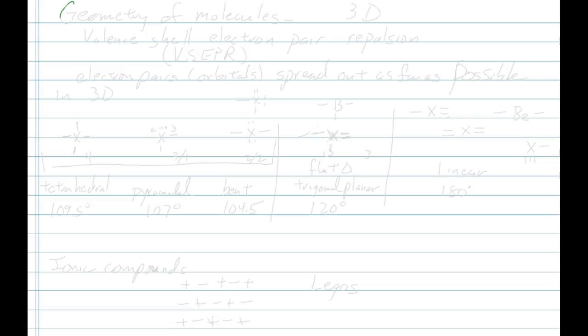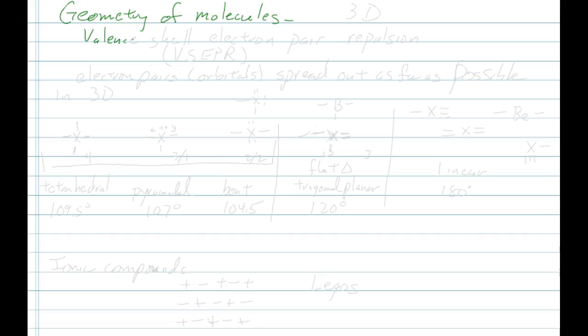This is a lesson on geometry of molecules. The geometry of molecules is determined by a theory that is the valence shell electron pair repulsion.